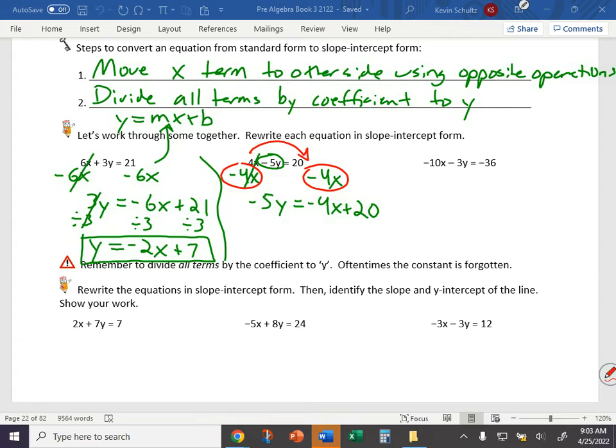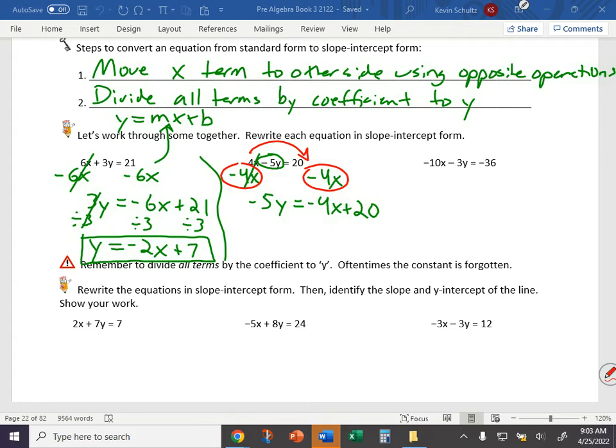Negative 4. Okay? So when you move that x term from one side to the other, the sign's always going to change. If it starts positive on the left, it's negative on the right. Positive on the left, negative on the right. This one starts negative, so what will it be on the right side? Positive. Okay? The sign of the x term will always change.